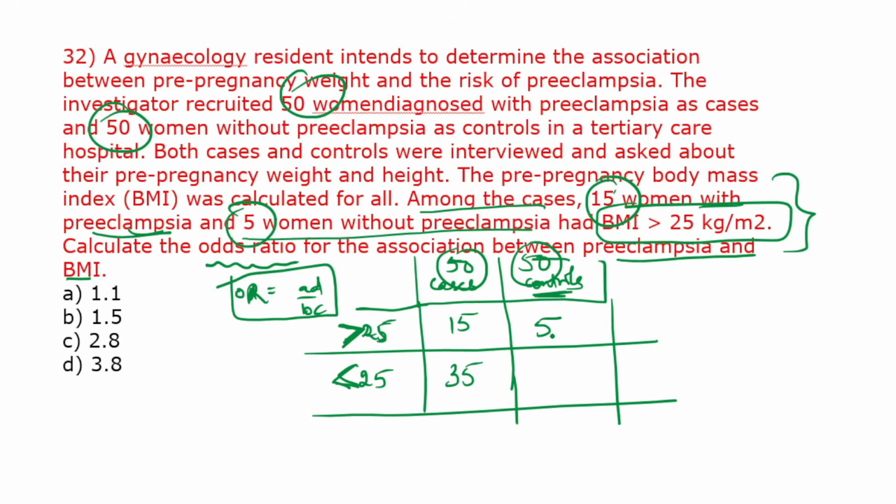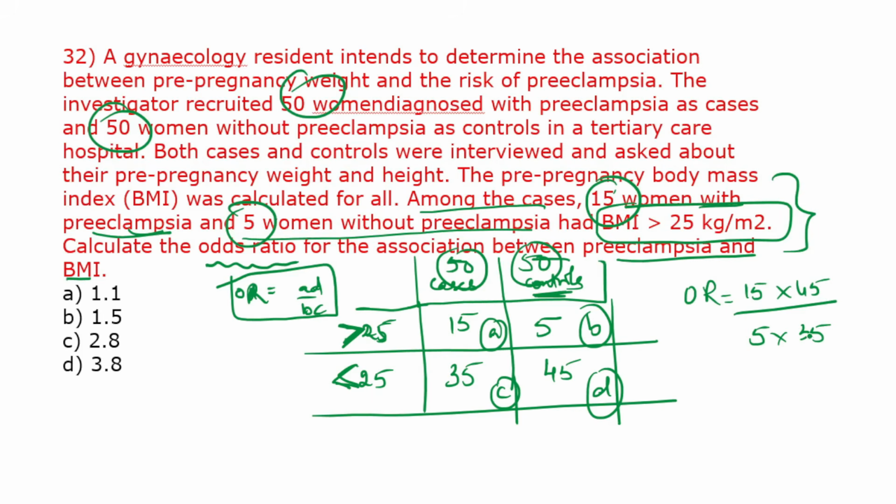Similarly, over here, out of 50, if you remove 5, there will be 45. Okay, so this is A, this is B, this is C, and this is D. Now we will calculate the odds ratio. Odds ratio is equal to AD by BC. That is 15 into 45 divided by 5 into 35. So if you calculate, this will come around 3.85.